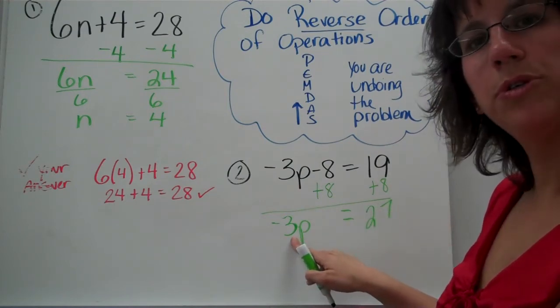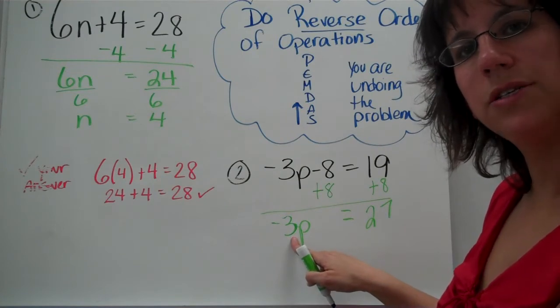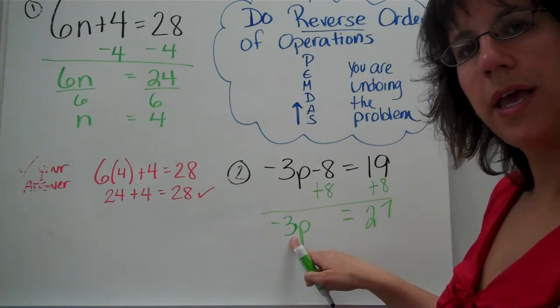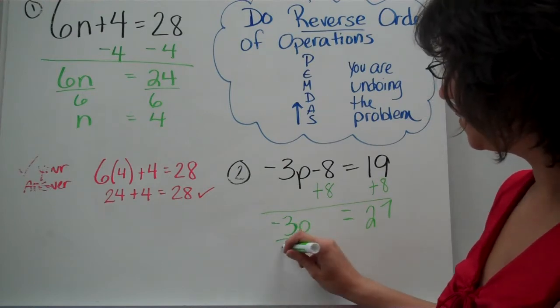Okay? Now, there's no symbol between the negative 3 and the p, so this is a multiplication problem. The opposite is to divide. Divide by negative 3.